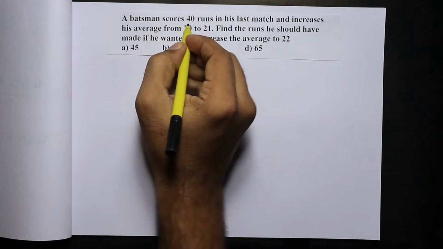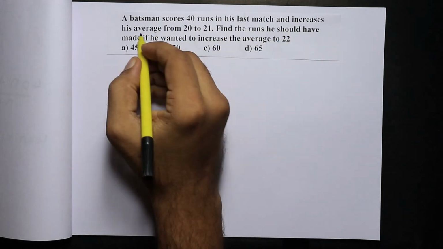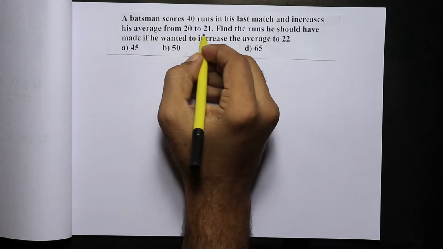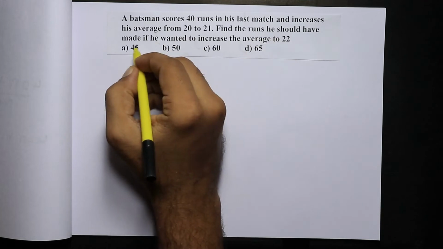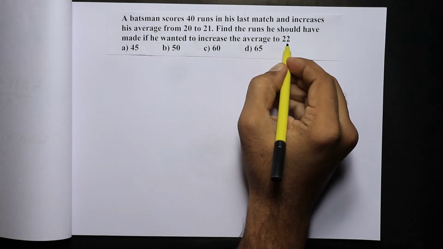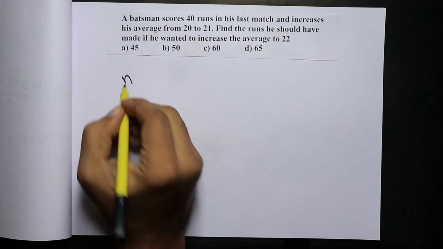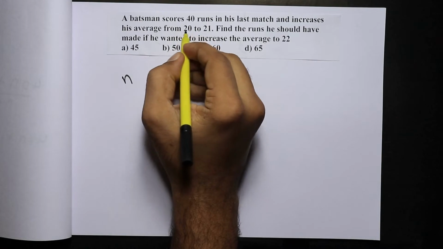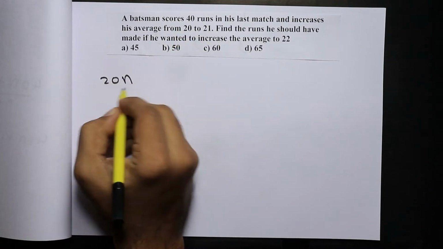A batsman scores 40 runs in his last match and increases his average from 20 to 21. Find the runs he should have made if he wanted to increase his average to 22. So initially the batsman has played n games and his average was 20. So 20n is the total sum.